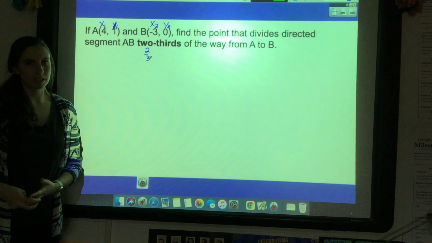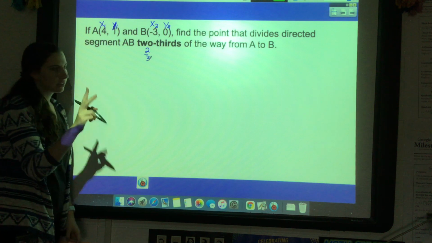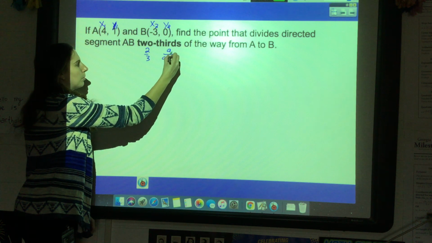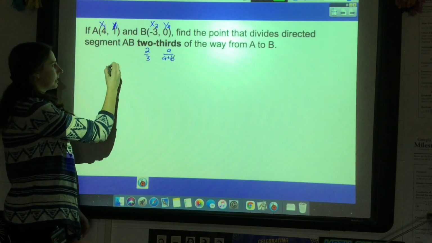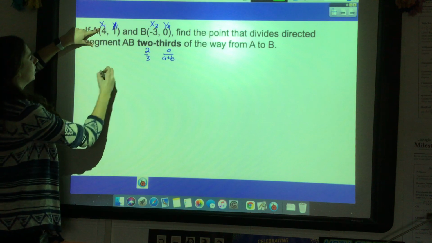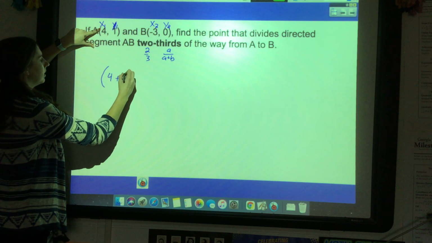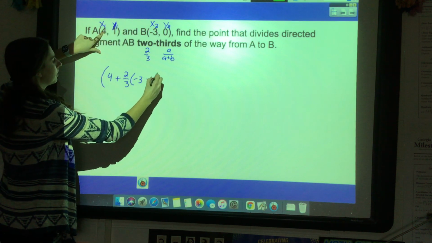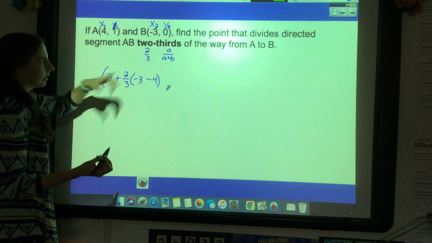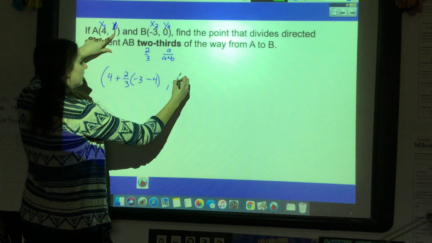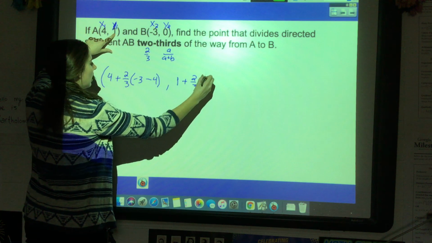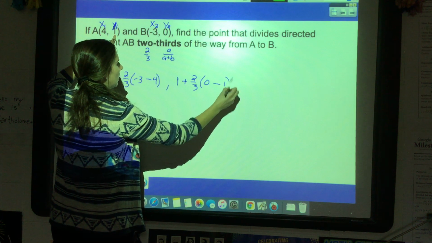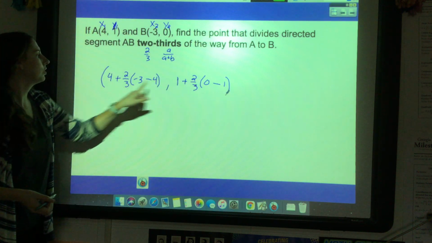So you have a couple options here. One is you can use the second formula and just fill in 2/3 rather than A over A plus B. You could just fill in 2/3. So for example, you start with x1, so 4 plus, and then you would just do 2/3 of x2 minus x1. And then you do the same thing for the y, start with y1, and then add 2/3 of y2 minus y1. So rather than do the A over A plus B, you could just fill in 2/3.